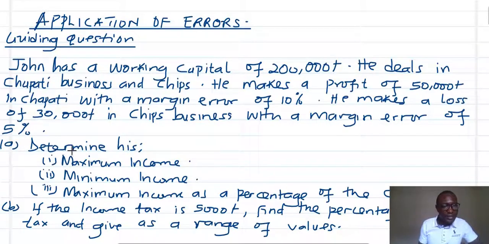They need us to determine his maximum income, minimum income, and then later on maximum income as a percentage of the capital. Now, to get the maximum income, it means he got the maximum profit and minimum loss. That's when he can get the maximum income. So to get the minimum income, it means someone got the minimum profits and the maximum losses. Alright? So let us get started in that line.